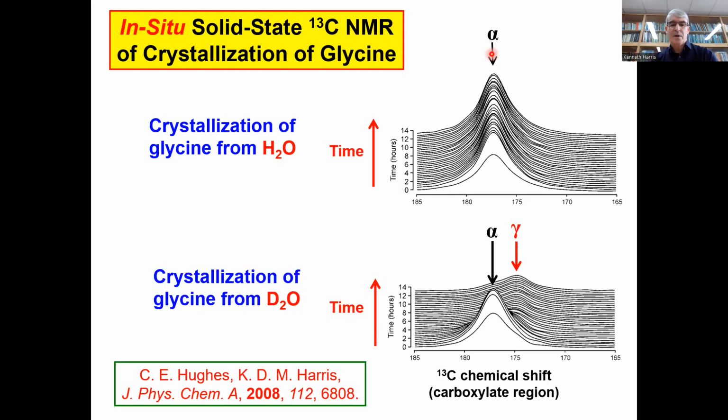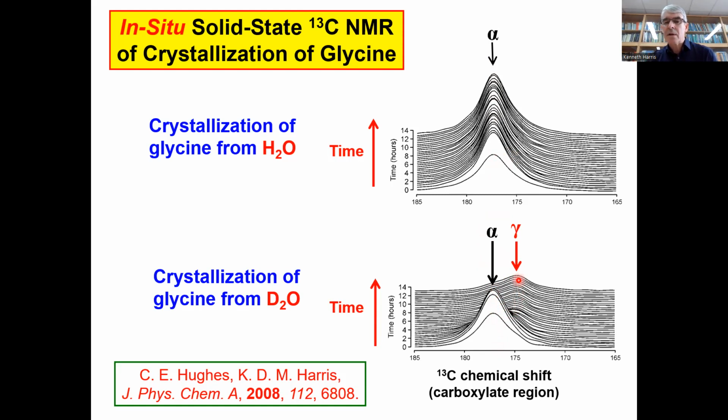However, we also tried the crystallization of glycine from deuterated water. And look at what happens in this case. We see initially the same as in natural abundance water, the initial formation and growth of the alpha polymorph, but then after about 2 hours, we see a decay of that signal and the growth of a signal characteristic of the gamma polymorph. So we're seeing polymorphic evolution in this crystallization system.